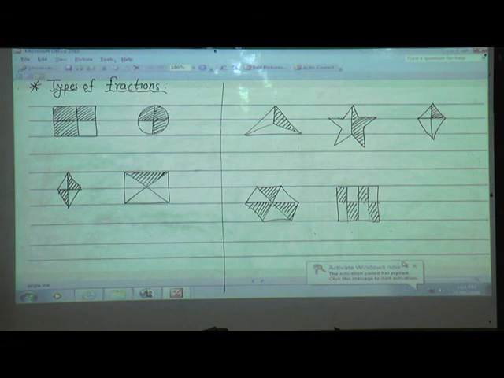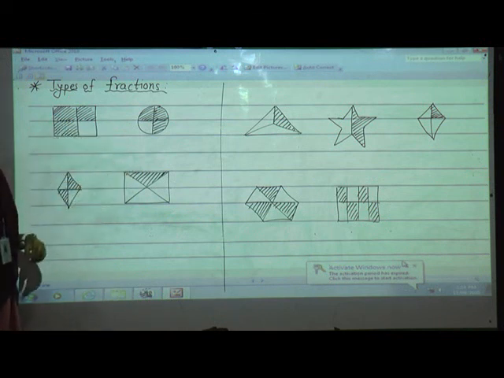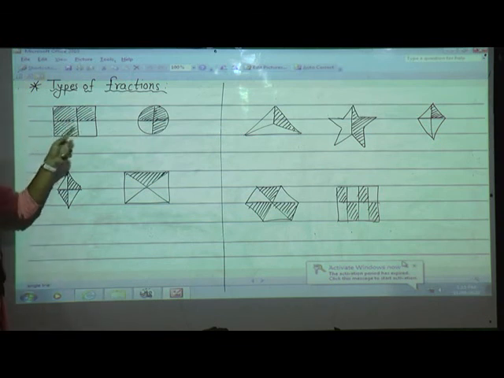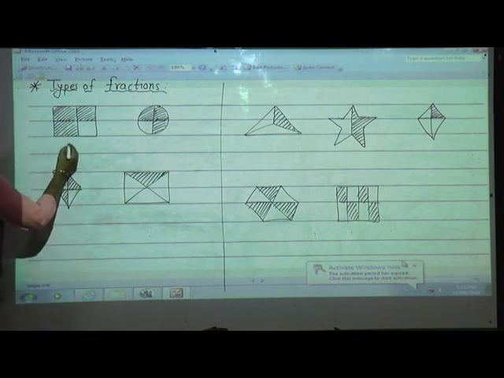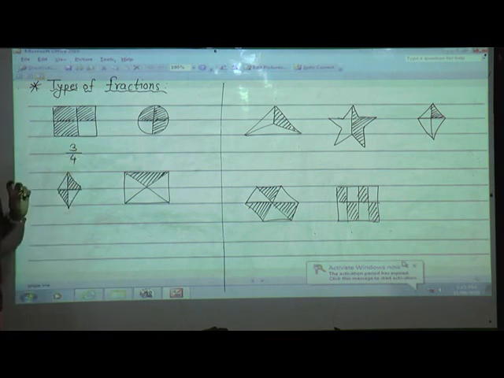Our next concept is types of fractions. Now can you observe these shapes? See, here is a square. How many parts are there? There are 4 parts. How many parts are colored? 1, 2, 3. So what is the fraction of this shape, students? 3 out of 4. 3 parts are colored out of 4 parts. Now see this shape.